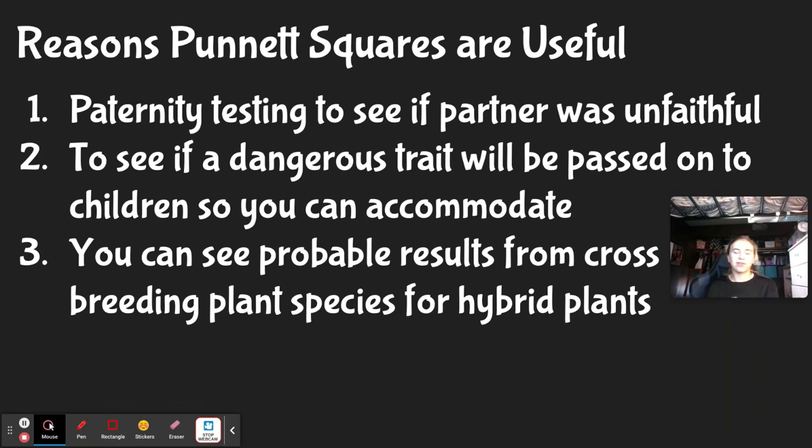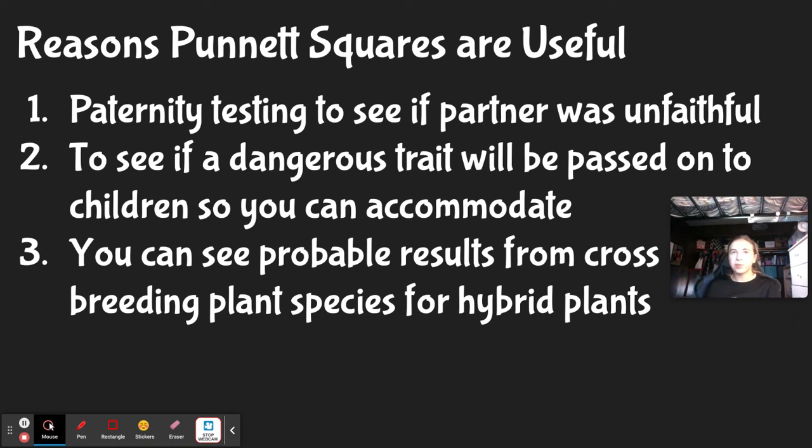Reasons Punnett squares are useful in day-to-day life. You could get a paternity testing using Punnett squares to see if your partner was unfaithful. Like, for example, there is no way I could have completely brown eyes. If I did, then my dad is not my dad. And then to see if a dangerous trait will be passed on to your children so you can accommodate accordingly.